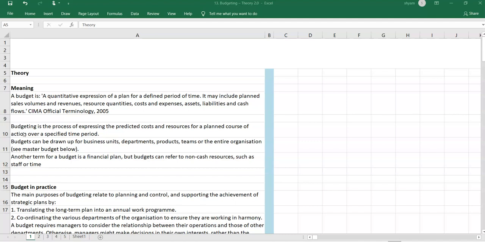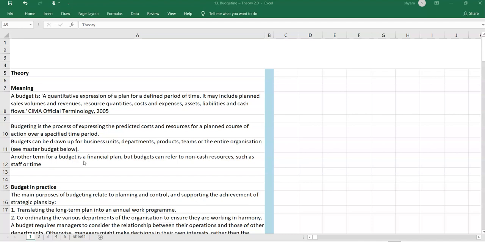Budgeting is a process of expressing the predicted cost and resources for a planned course of action over a specified period of time. This definition tells us that a company has a particular strategy they want to achieve, or a particular plan to be achieved. That plan is expressed in terms of cost and resources. Budgets can be drawn up for business units, departments, products, teams, or the entire organization.